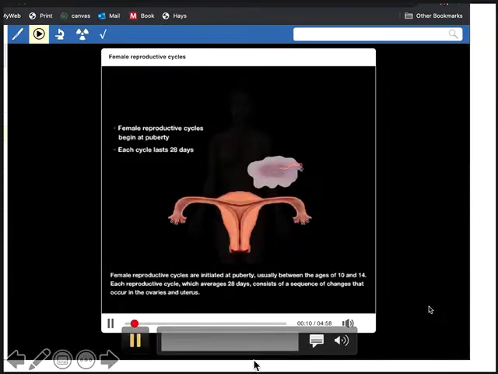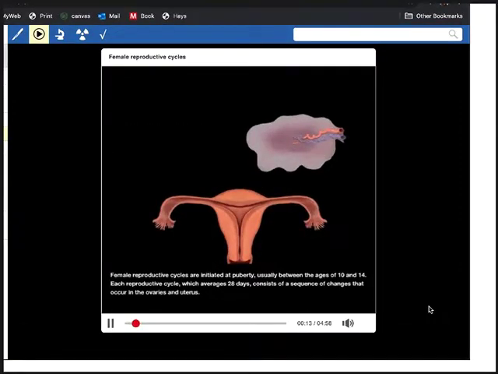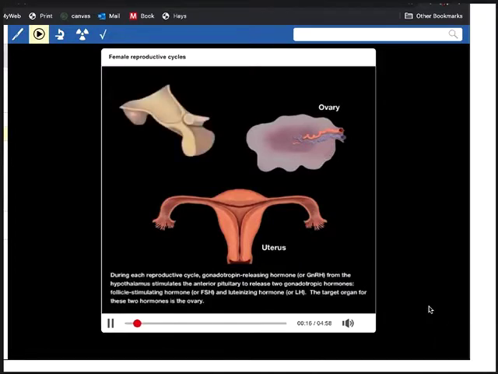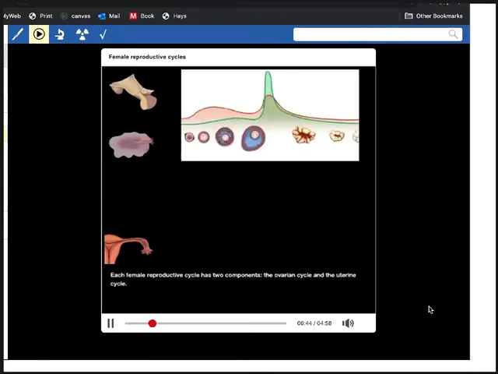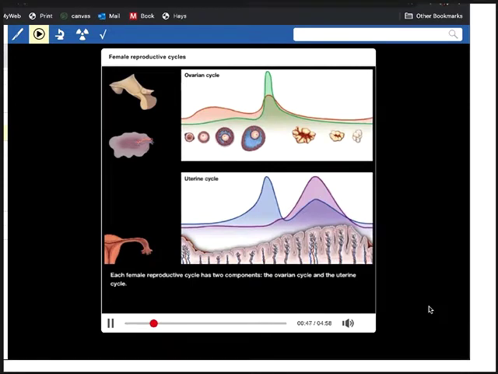The female reproductive cycle consists of a sequence of changes that occur in the ovaries and uterus. During each reproductive cycle, gonadotropin-releasing hormone, or GnRH, from the hypothalamus stimulates the anterior pituitary to release 2 gonadotropic hormones, follicle-stimulating hormone, or FSH, and luteinizing hormone, or LH. The target organ for these 2 hormones is the ovary. Each female reproductive cycle has 2 components, the ovarian cycle and the uterine cycle.